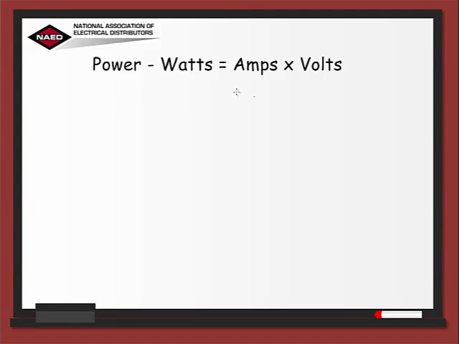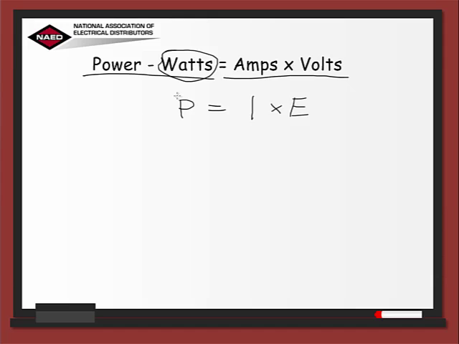Let's apply the power formula to calculate energy efficiency. So we know electric power is measured in watts, and watts are calculated by multiplying amps times volts. Let's use the power formula. P equals I times E to determine energy efficiency.